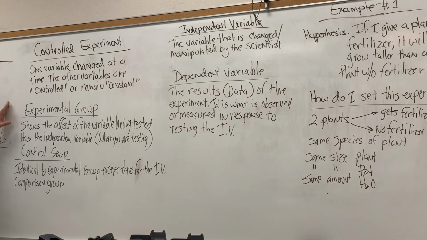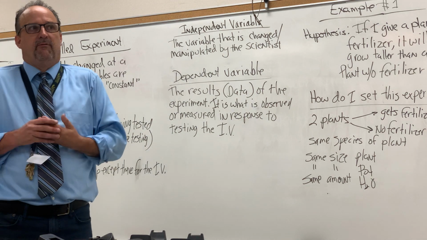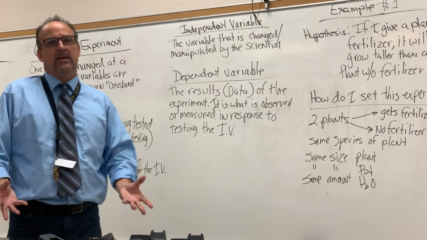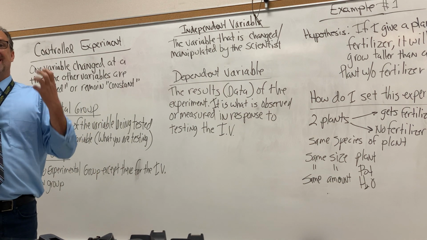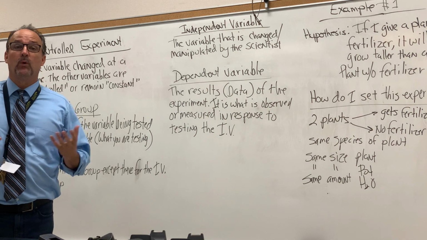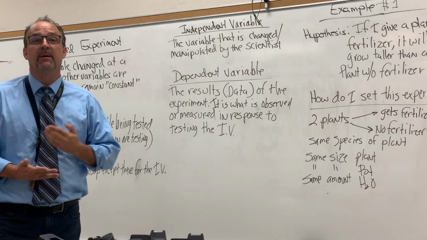So what you need in a controlled experiment is two groups: your experimental group and your control group. The experimental group shows the effect of the variable being tested. It has the independent variable, it's what you're testing. So if I wanted to find out if fertilizer affects plant growth, I'm going to have a plant that gets fertilizer. The fertilizer is the independent variable, it's what we're testing, okay? The control group is identical to this group, except there's no fertilizer, there's no independent variable.